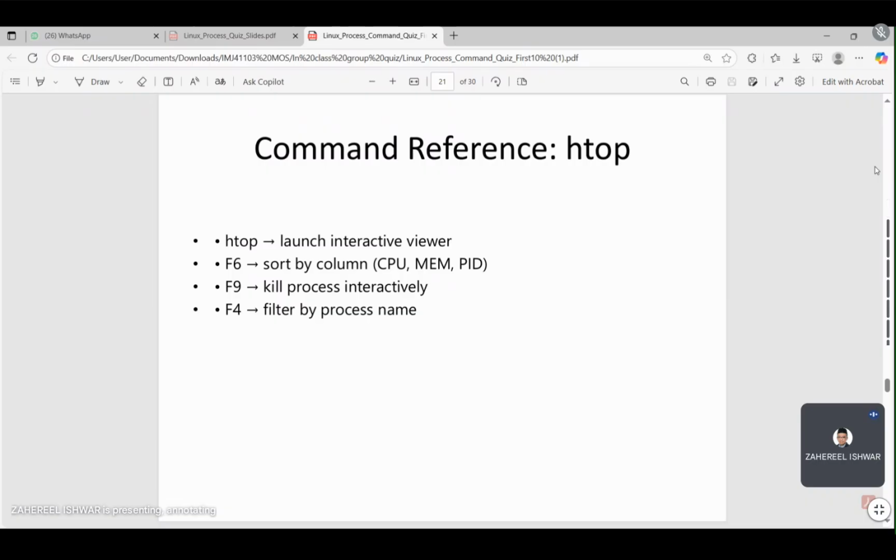So some shortcuts to HTOP: F6, F9, F4. You can also change the frequency of updating in top and HTOP, so check out for that. It'll be very interesting if you learn all these tiny monitoring tools. You don't even need the Linux GUI interface if you know all this. You can do it much faster.